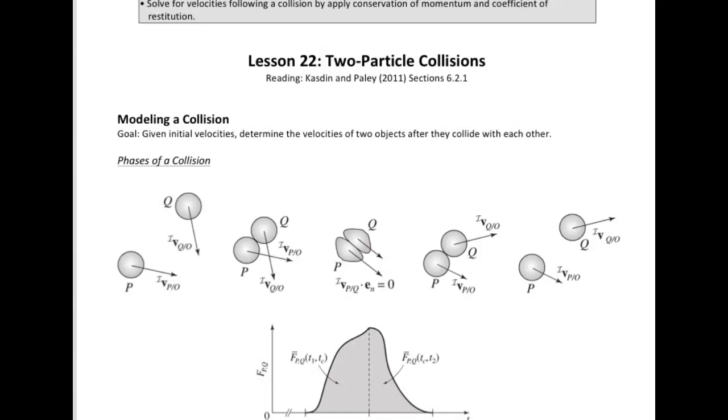Hey folks, in lesson 22, we're going to tackle two particle collisions. What we're doing here is we're taking two particles that are going to hit each other no matter what, and they have a particular velocity per particle, per mass, and the whole goal of this problem is to figure out what the velocities of these two particles or these objects are after they collide with each other.